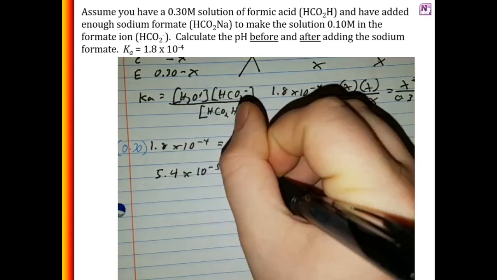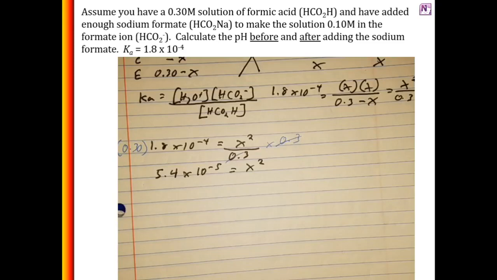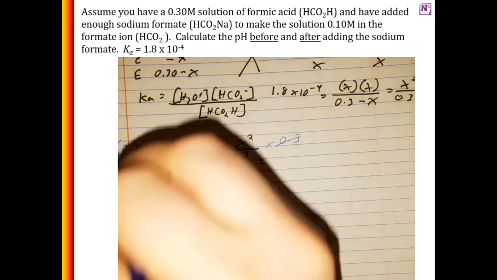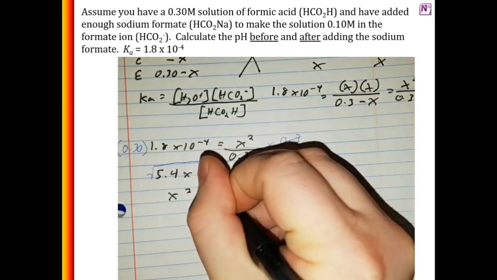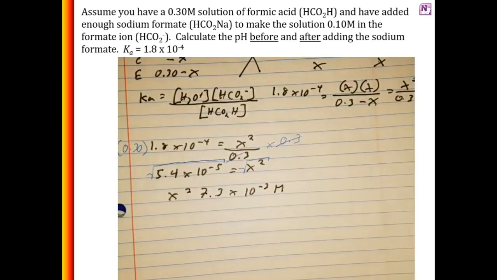Okay, then take the square root of both sides. Taking the square root here gets rid of the square. So I end up with x is equal to 7.3 times 10 to the minus 3. And it's going to be in units of molarity. Okay, so this is my x.